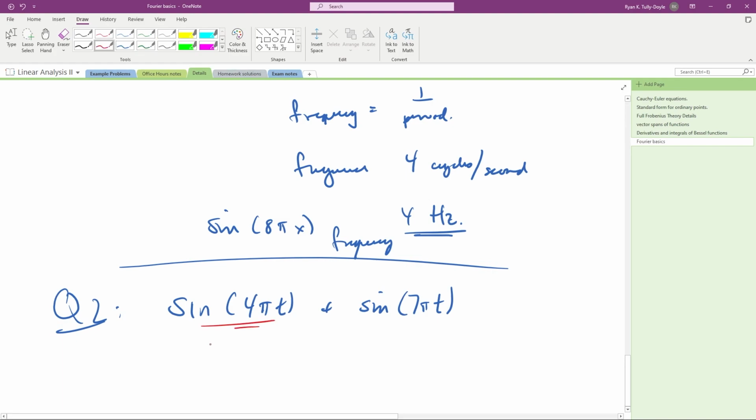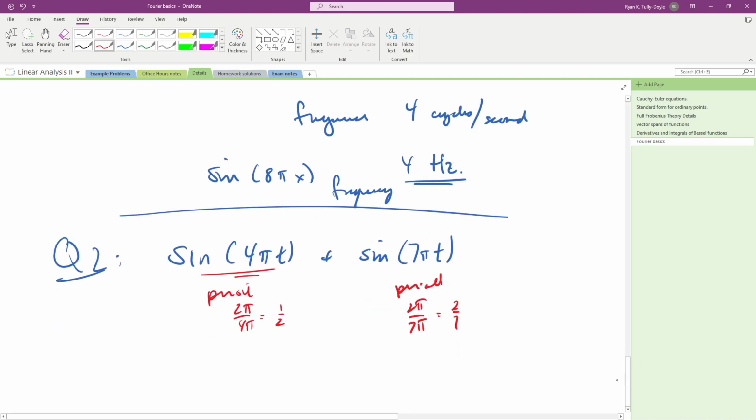This function has period 2 pi over 4 pi, which is 1/2. The next one has period 2 pi over 7 pi, which is 2/7. Is the resulting sum also periodic? That seems like a basic question to be able to answer.